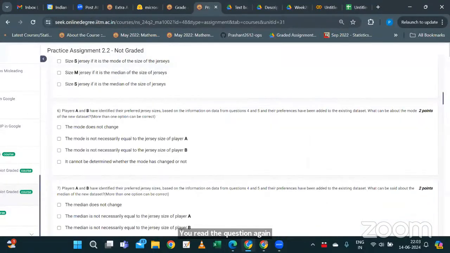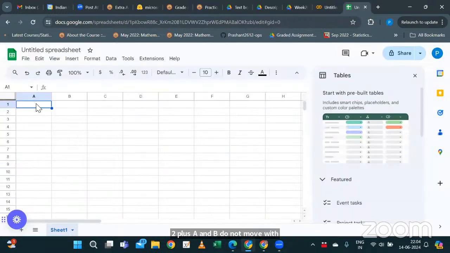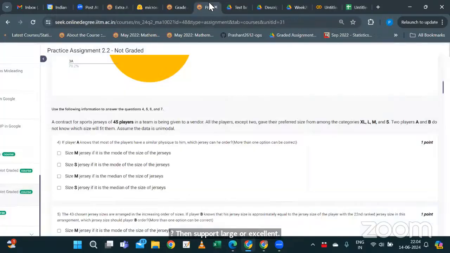The question says: a contract of sports jerseys for 45 players. All the players except two give their preferred size among the categories. Two players, A and B, do not know which size. Assume the data is unimodal. So for 45 players, just write the things: S, M, then L or XL. Something like that, so you will get the idea what to add and what not to add.